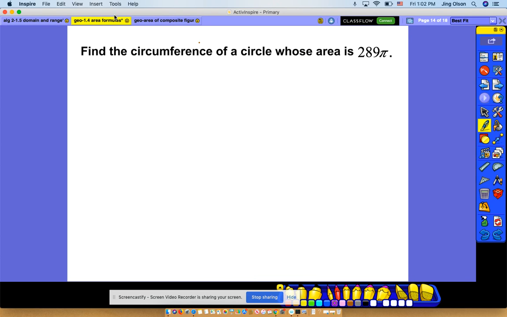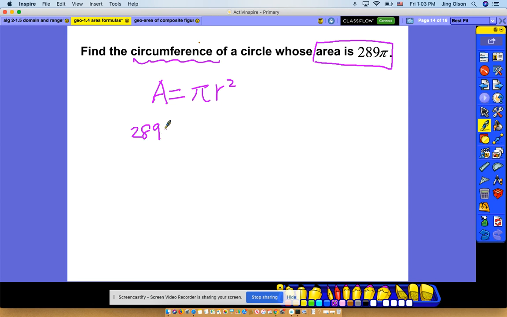Last one. Backwards, the area is given. Area is 289 pi. We are looking for the circumference. So you're going to start out using the area formula because that's the one that is given. So the area formula is pi r squared, right? This is a circle. Pi times radius squared. Area is 289 pi is equal to pi times radius squared. Okay, 289 pi means 289 times pi. Pi r squared means pi times radius squared. So you divide both sides by pi, and the pi and pi cancel out.